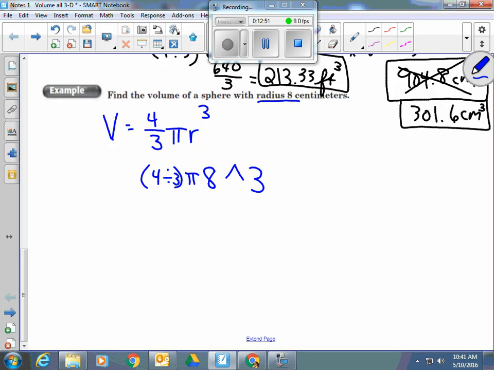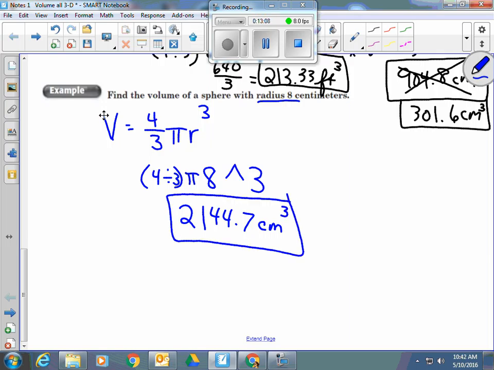Okay, so what did you get for your answer? 2,144.7 what? Centimeters cubed. Any questions there?